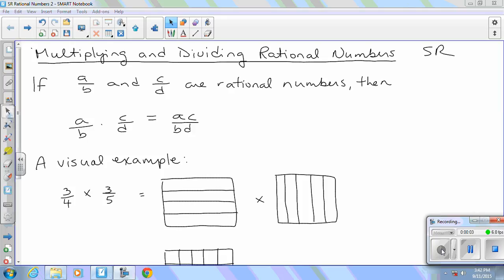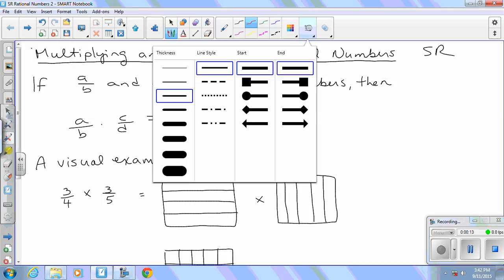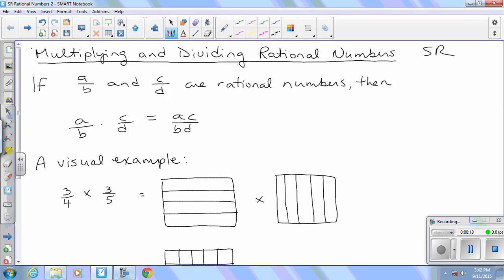In this skills review lesson, we're going to continue with working with rational numbers, and we're going to look at multiplying and dividing them. And again, I apologize, I should have changed that to a thin line before I started. So we'll start with multiplying.